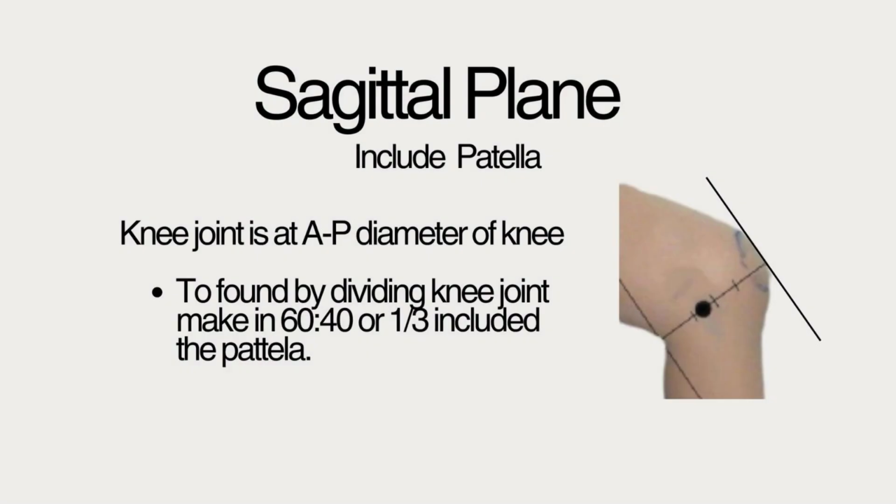And then next, the second method is to include the patella. The knee joint position is found by the AP diameter of the knee, making it 60-40, or one third, including the patella. And next, you can see the picture.